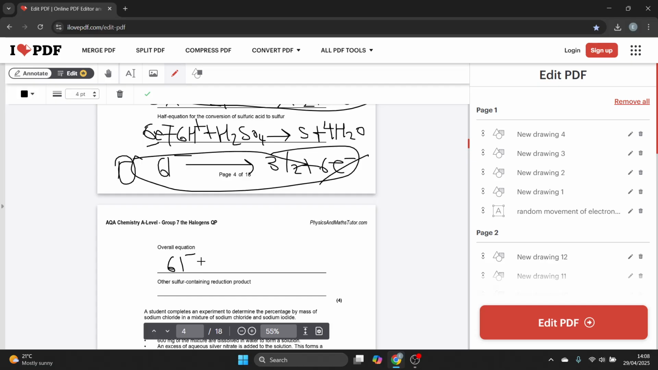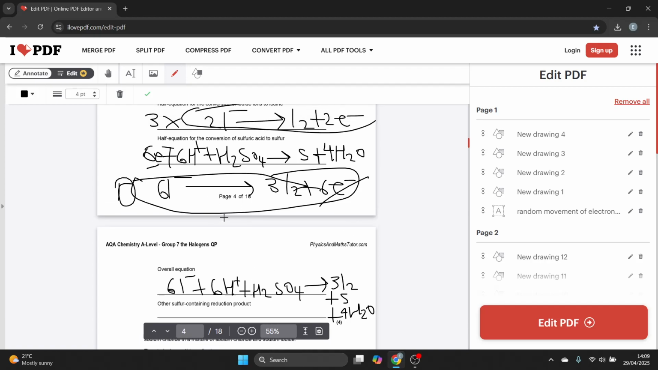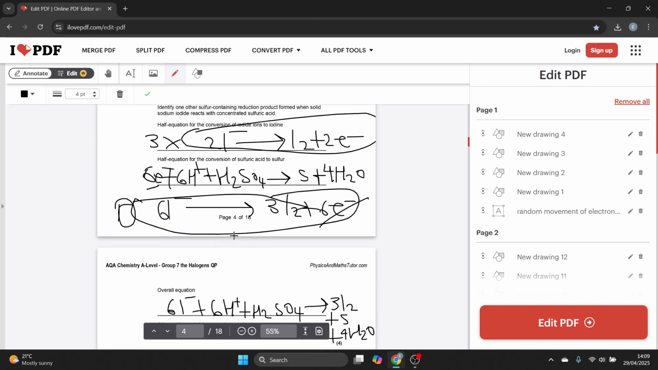6I- plus 6H+ plus H2SO4 arrow 3I2 plus sulfur plus 4H2O. H2SO4 plus 6H+ plus 6e- gives S plus 4H2O. There you go.